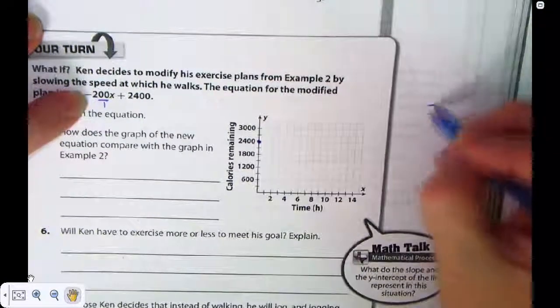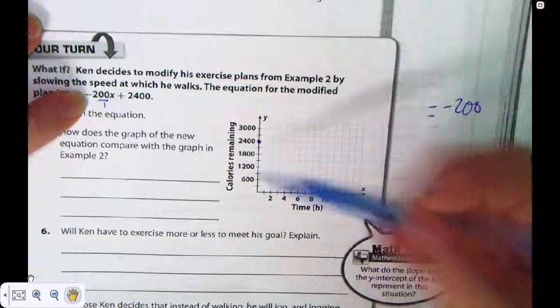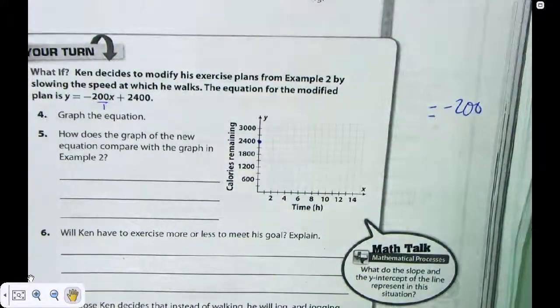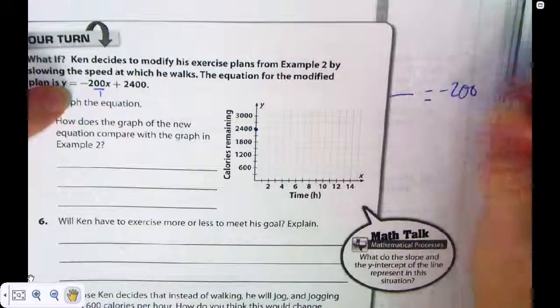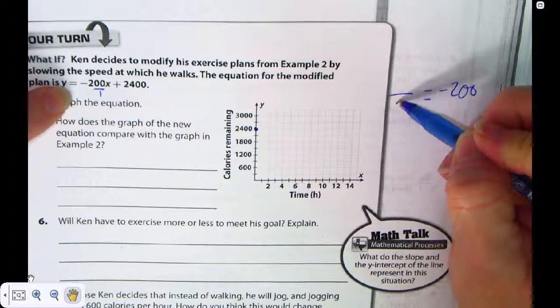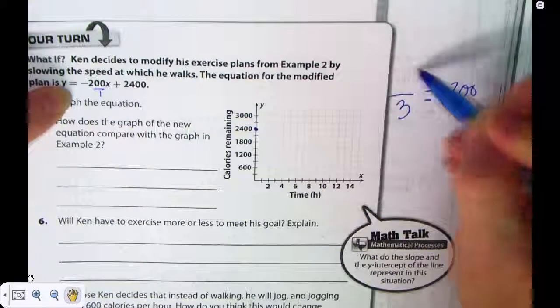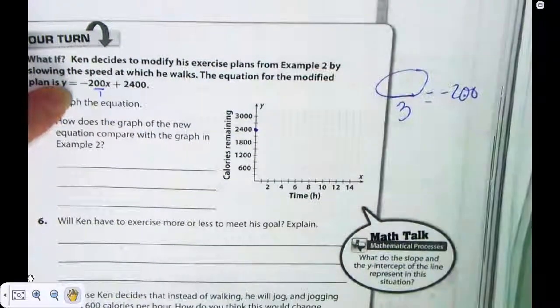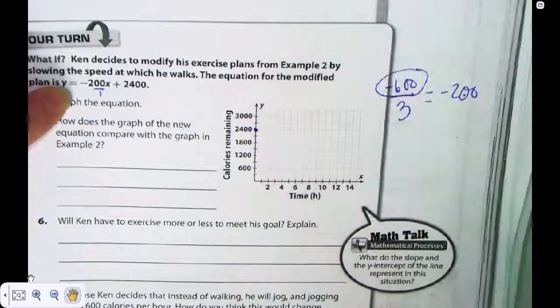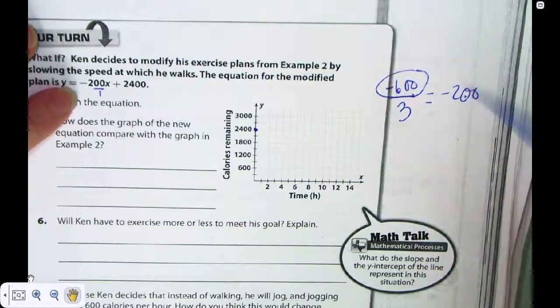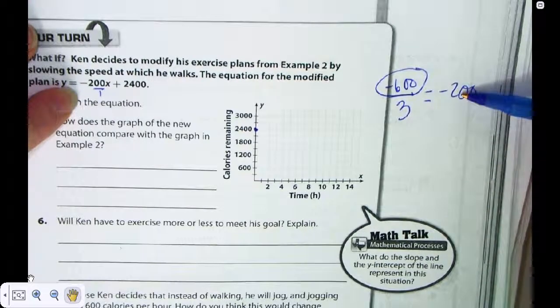So, guys, I want it to be exact. So I'm thinking, if I go over 3, what do I have to come down to make the -200? 600. Good. -600 divided by 3 is -200.